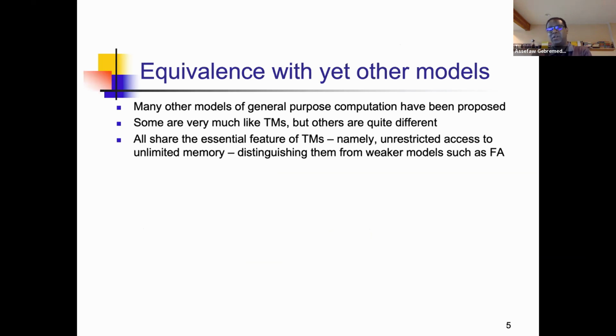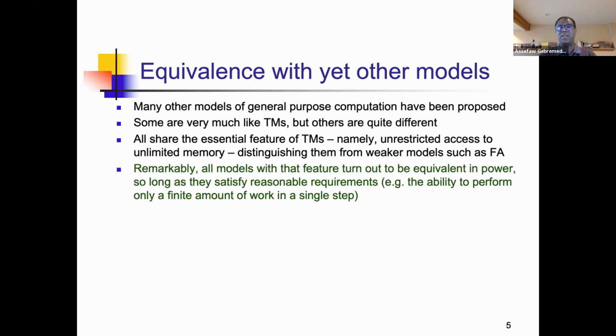And some other notations are very different when you look at them from the outside, but they are still equivalent. And there is one thing that all of these models share in common, and it is access to unlimited memory, which is what the Turing machine has. And when this thing is shared, they are remarkably equivalent to one another.